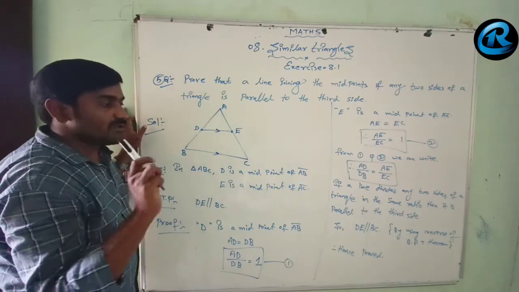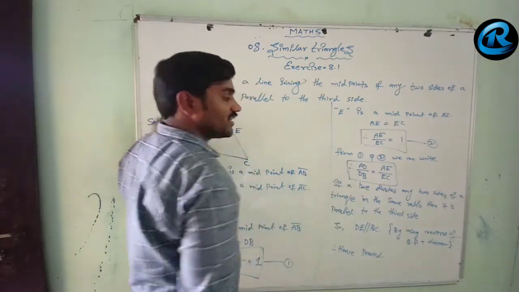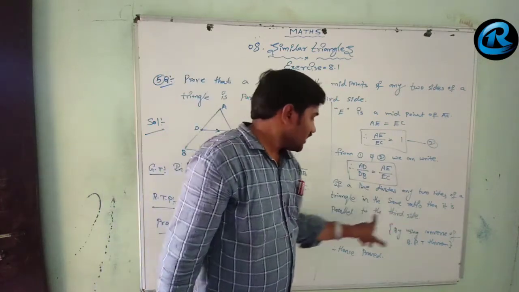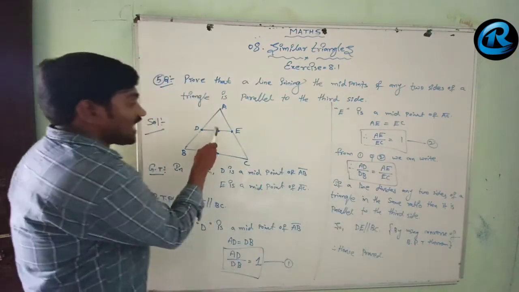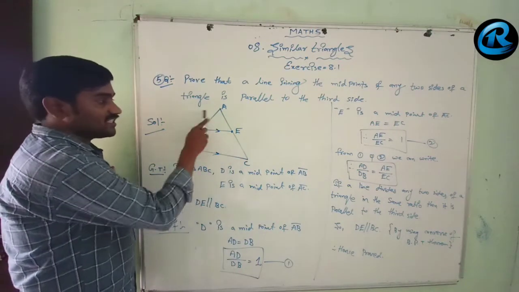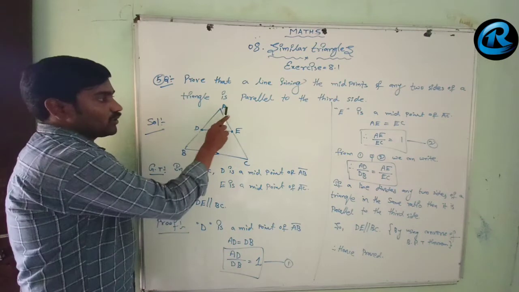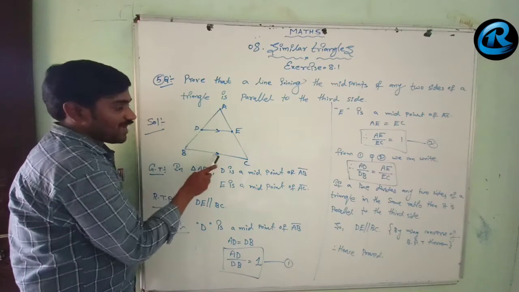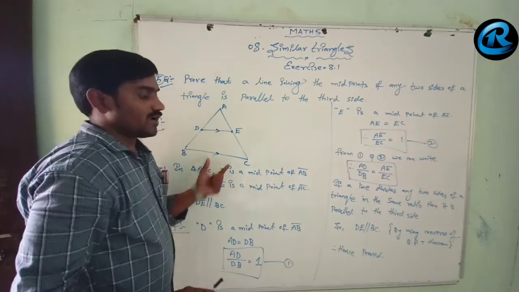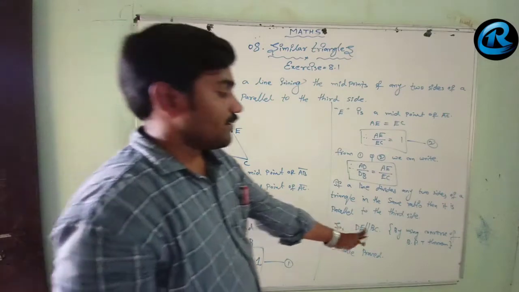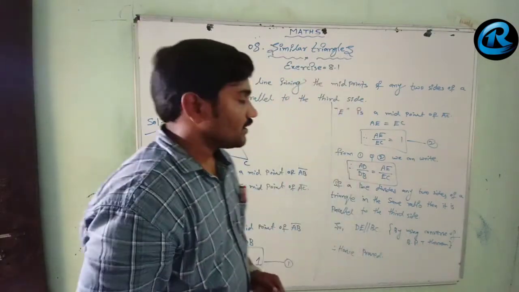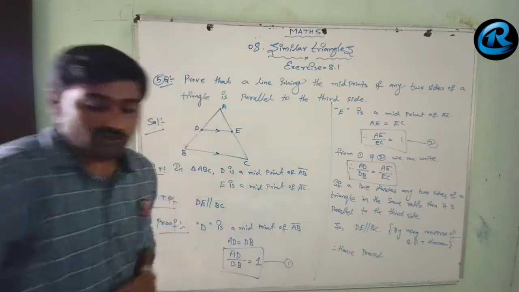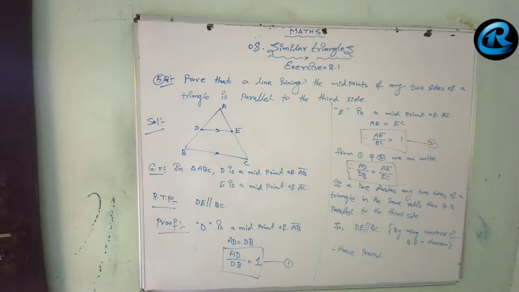So by using the Converse of BPT Theorem, what is the Converse of BPT Theorem? I have written it completely here. If a line divides any two sides of a triangle in the same ratio, then it is parallel to the third side. So this line, dividing these two sides in the same ratio, AD by DB equal to AE by EC, is parallel to the third side. So DE is parallel to BC. We have said this by using the Converse of BPT Theorem. The problem also asked us to solve it by using the Converse of BPT Theorem. Hence it is proved. Very simple and easy.